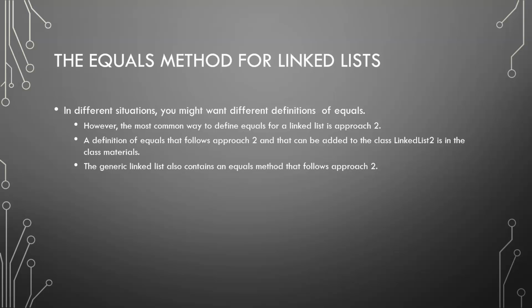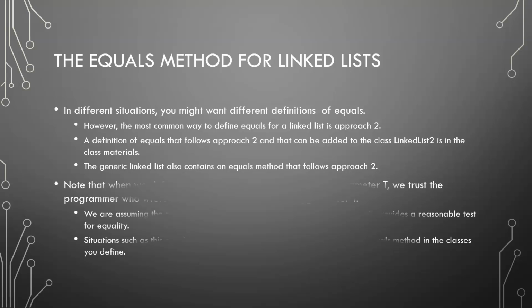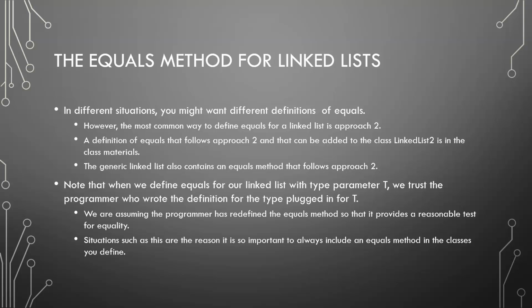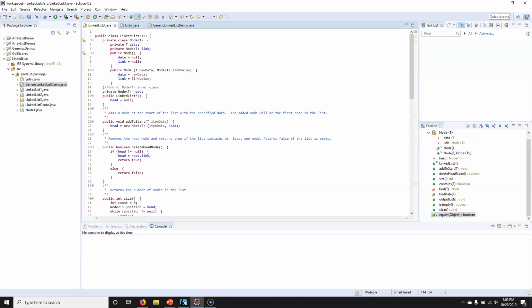The generic linked list also contains an equals method, as I kind of mentioned, which is approach 2, and I'll point out that equals method when we actually look at the program itself. Now note that when we define equals for our linked list with type parameter T, we trust the programmer who wrote the definition for the type plugged in for T. What we're doing is assuming that the programmer has redefined the equals method, so it provides a reasonable test for equality. Now, situations such as this are the reason why it's important to always include an equals method in the classes that you define. All right, so that wraps up the notes portion, so let's hop over to Eclipse and actually take a look at our methods here.